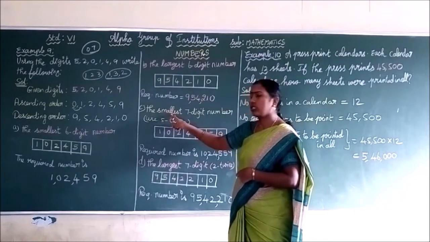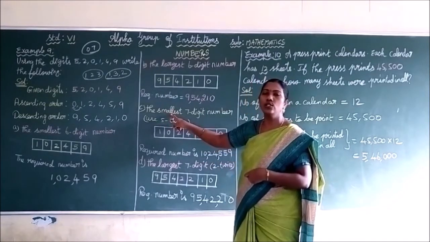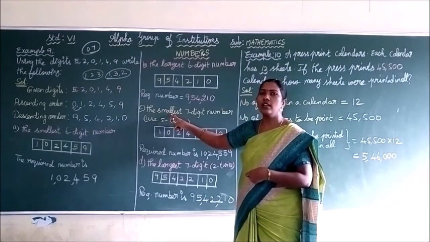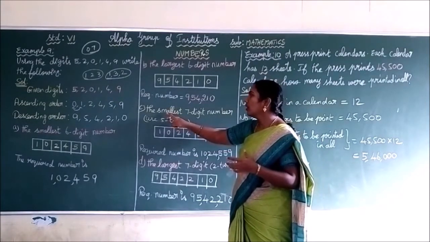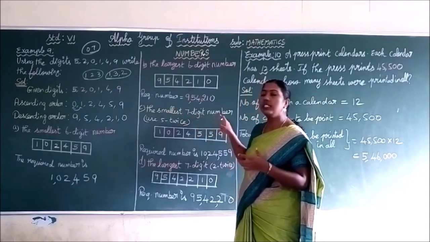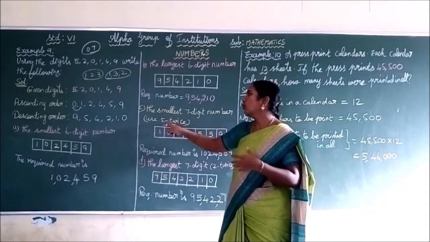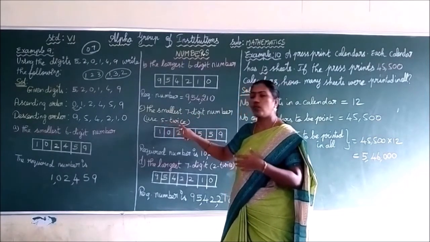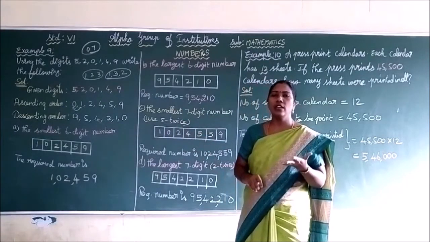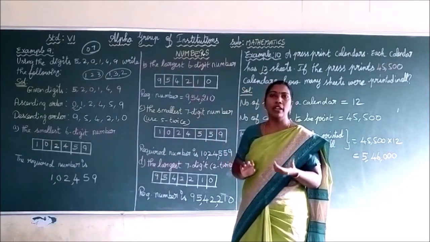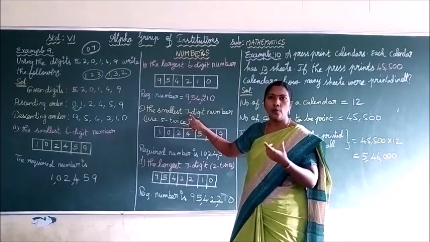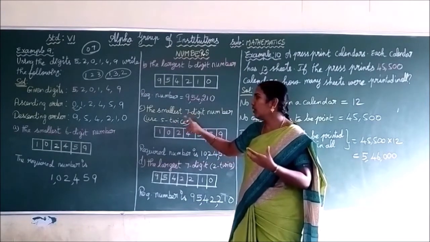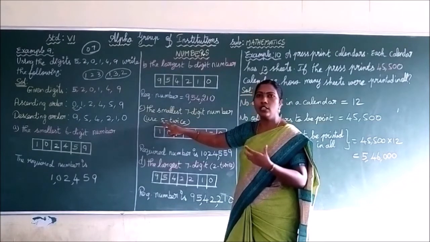For the smallest, which order do we have to use, ascending order or descending order, children? Yes, ascending order. You have to find the smallest 7-digit number. The condition is you have to use the number 5 twice. It's clear, children. The given number is a 6-digit number only, but we have to form a 7-digit number. So we are lacking 1 digit. For that they are giving this condition, that we use 5 twice.